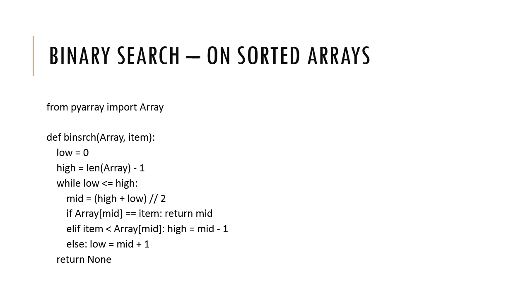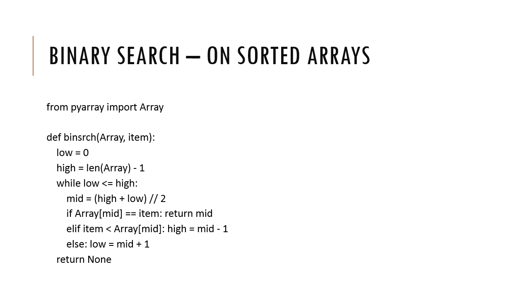You can see that I have imported the file containing the array class. The bin search function takes two arguments, the array and the item that you are looking for in the array. First, we initialize two variables. Low is assigned 0 and high is assigned n minus 1, where n is the size of the array. A while loop runs as long as low is less than or equal to high.